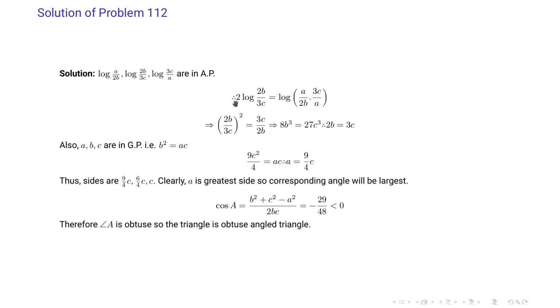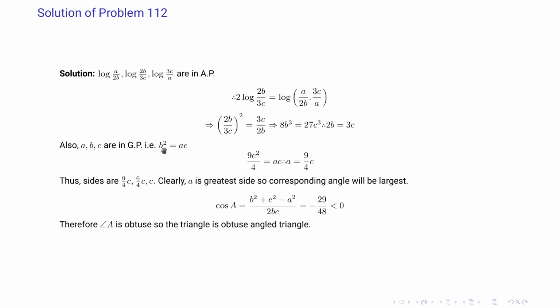So these are in AP, so we can say that 2 into log of 2b by 3c is equal to log of a by 2b plus log of 3c by a. So we multiply the right side and then the power 2 will come here and we take anti-log. We get 2b by 3c whole square is equal to 3c by 2b. So here a will get cancelled. Now we see this. So here what we have is 8b cube is equal to 27c cube, which gives us 2b is equal to 3c.